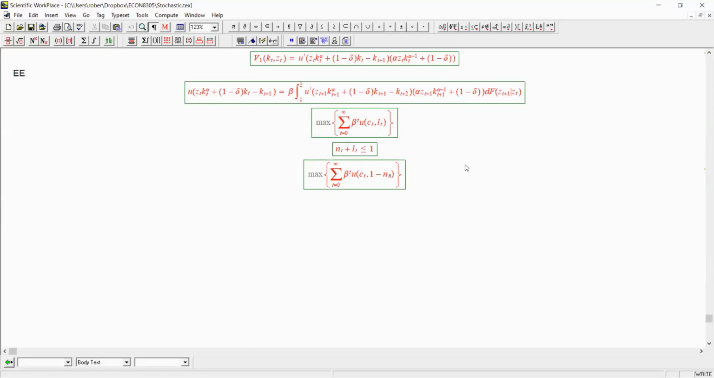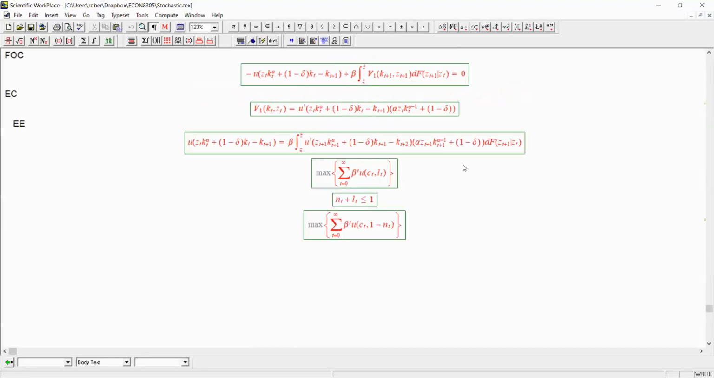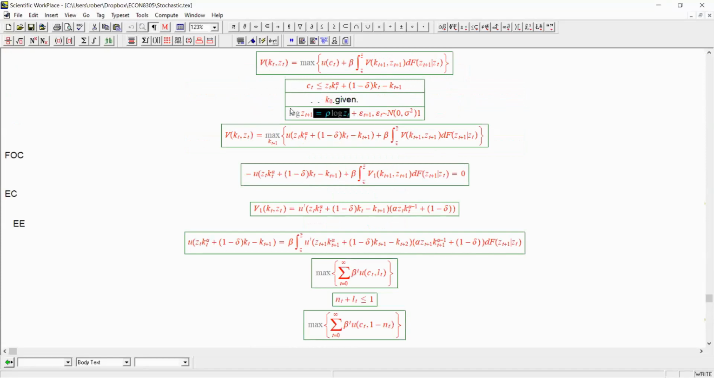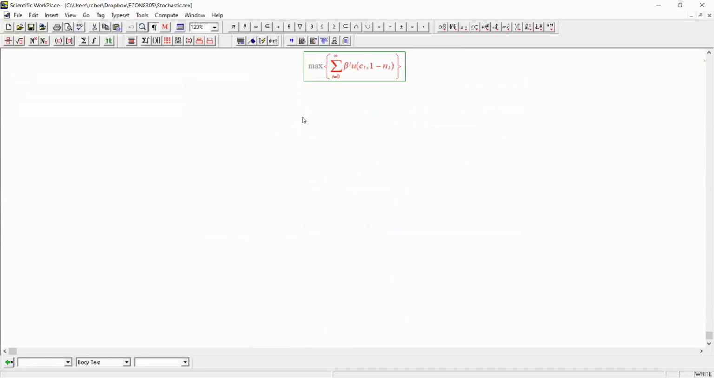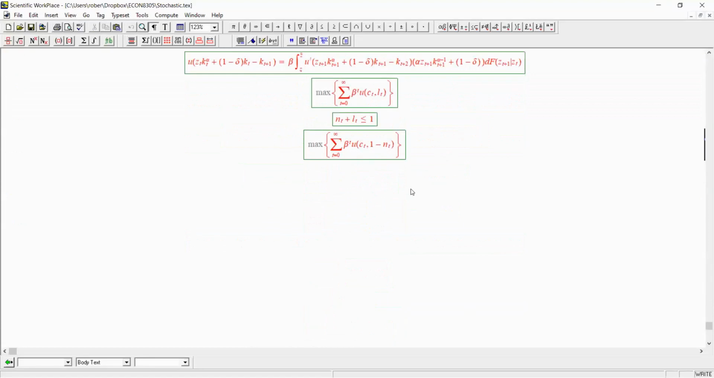What other changes would we need to make? Well, our production function would now need to include labor. So let's go with this as before. And nothing else needs to change.